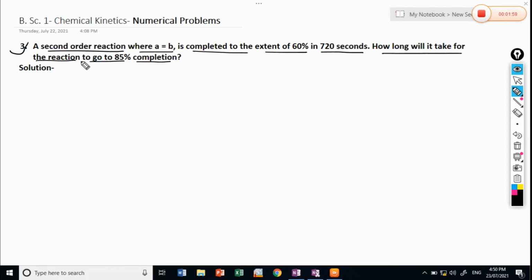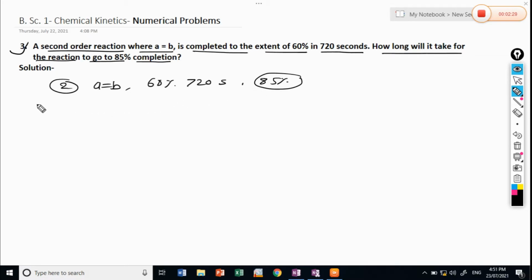In this problem, the order of reaction is 2, that is second order reaction, and the reaction is with equal initial concentration, that is A is equal to B. So the reaction 60% completes in 720 seconds. We have to calculate the time required to complete 85% of the reaction.